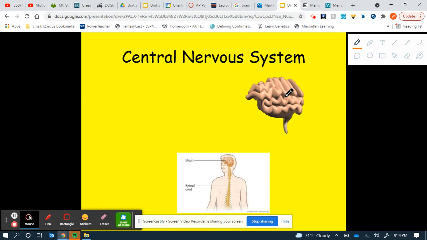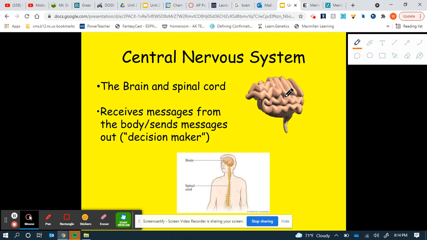I'm going to start with the central nervous system. Central nervous system, exactly what it sounds like. It is the system of nerves that is in the center of our body. It consists of only the brain and the spinal cord. It receives messages from the body, from the arms, from the legs, from the stomach, sends those messages up to the brain, and then sends messages out to the extremities, to the limbs, out to the endocrine system, and whatnot. So we could say that the central nervous system is the decision maker of the nervous system.